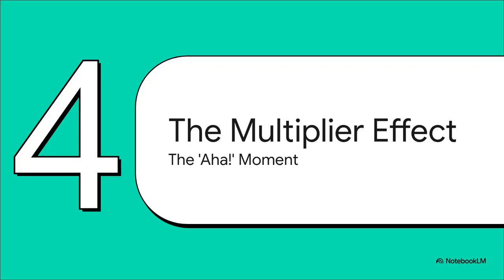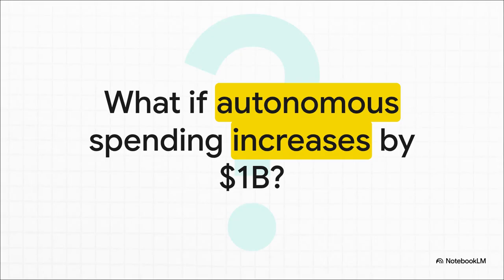So now that we've built this whole model and found its balance point, we can finally unleash its true power. This is the aha moment. It is time to solve the mystery we started with. Let's run a little experiment. Let's say the government decides to spend an extra $1 billion building new bridges. Now, that's a direct, one-time injection of $1 billion of demand into the economy.